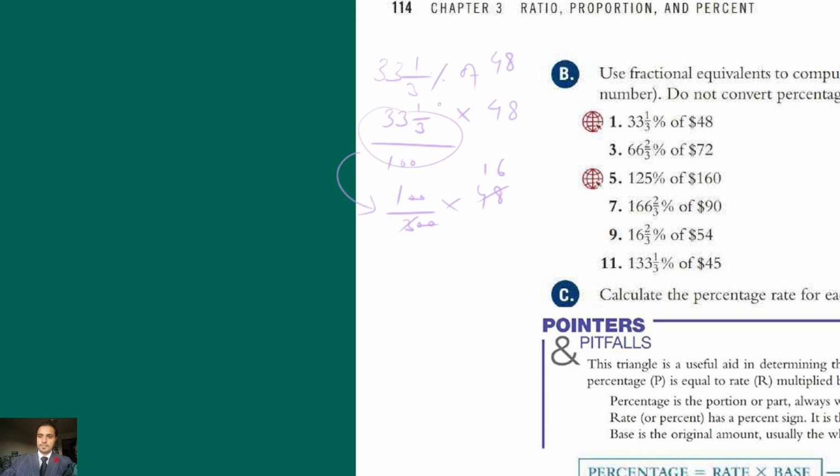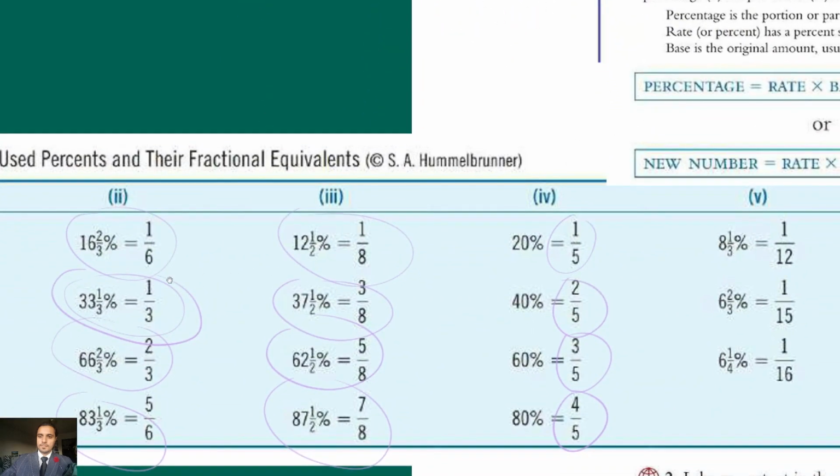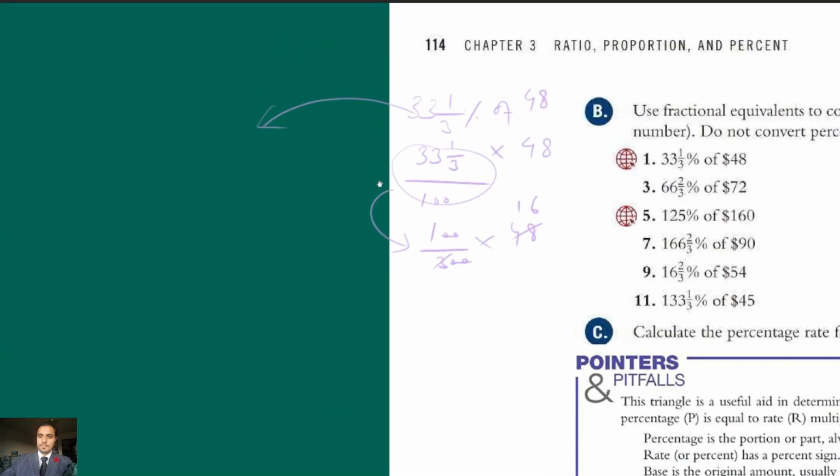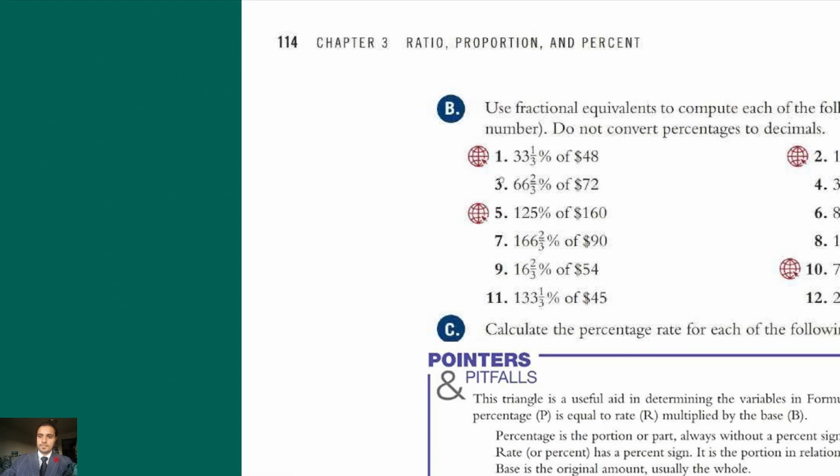But instead, we can just write this as what we were told, 1/3, multiplied by 48. That's 16, which is the same as this. So we didn't have to go through any of this. We just use this, and that's what he wants us to do for these questions. So let's do that and find the fraction equivalents.